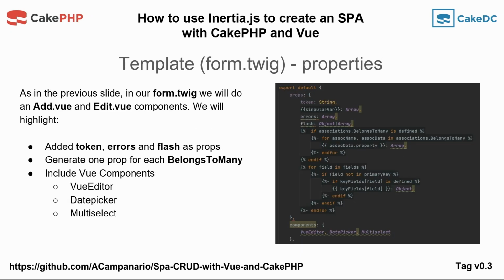Form.twig, properties. In the properties section of the view object, as in the previous slide, in our form.twig we'll do an add.view and edit.view components. We will highlight the add token, error, and flash properties, and generate one prop for each belongs-to-many relation. Then also include the view components: view editor, date picker, and multi-select.